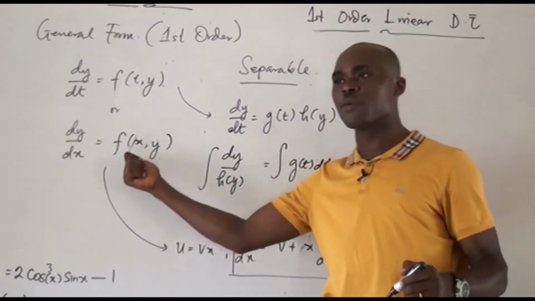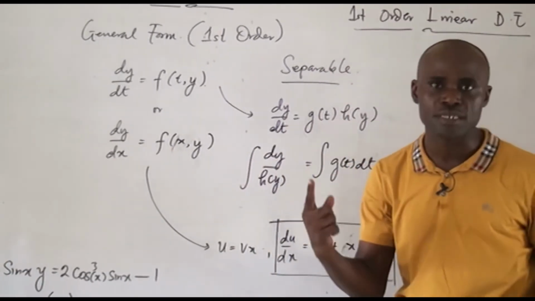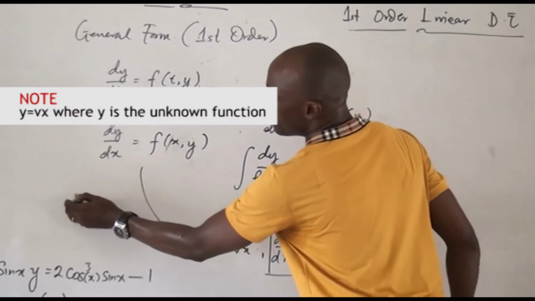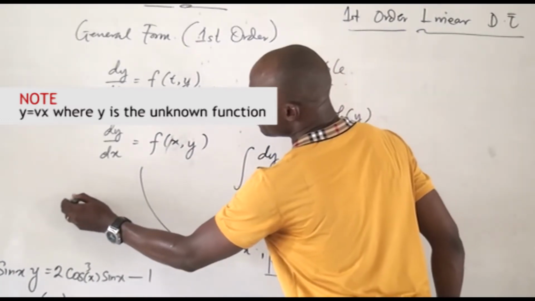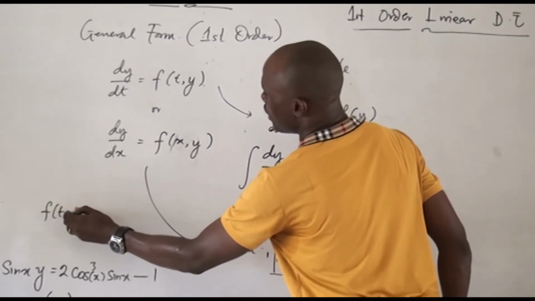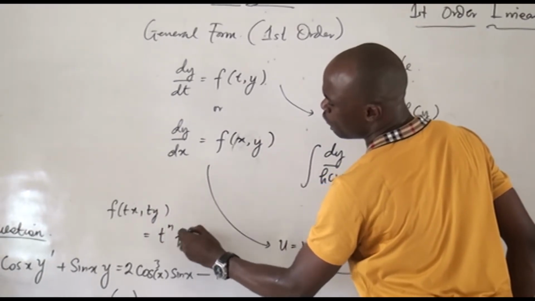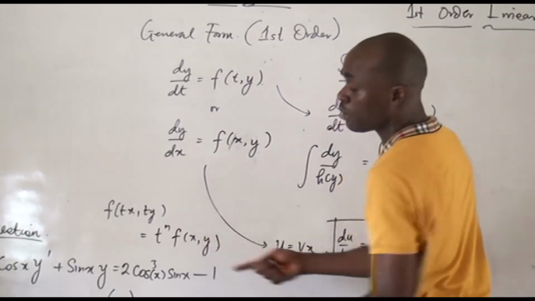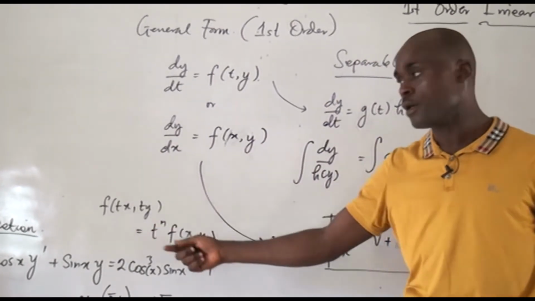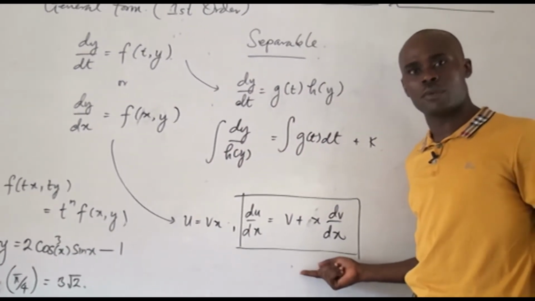But whenever it is not separable, you can check for homogeneity. You can check for homogeneity as check if f of tx, ty can be equal to t raised to the power of n f of x, y. So you can check this. I'm going to do that in part 2 of this video. Sorry, part 4 of this video. So you can check this, then you now apply this and solve the problem.